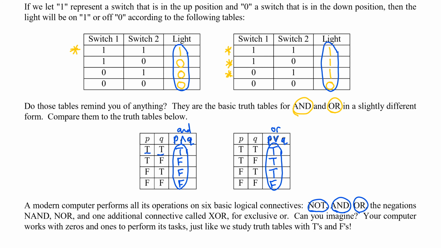Can you imagine your computer works with zeros and ones to perform its tasks, just like we study truth tables with T's and F's. So binary code, zeros and ones, very similar to what we're calling true and false. So again, I hope this helps to shed a little bit of light on how to judge the truth value for a conjunction, a disjunction, and also the very simple negation.